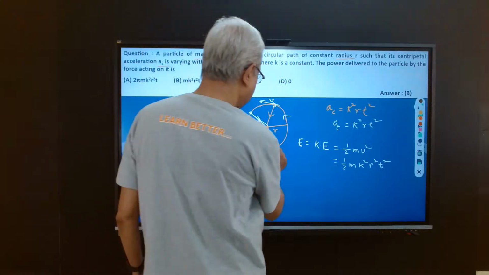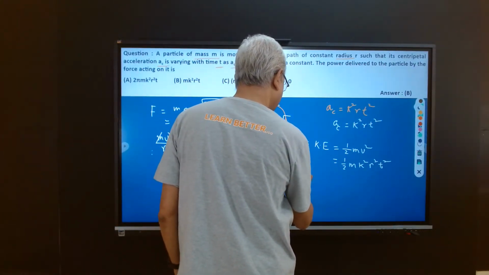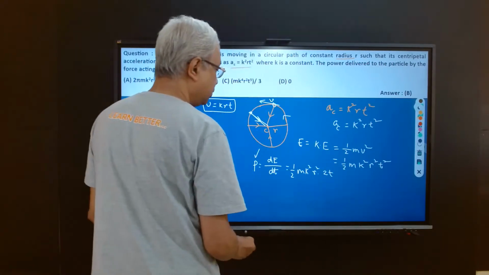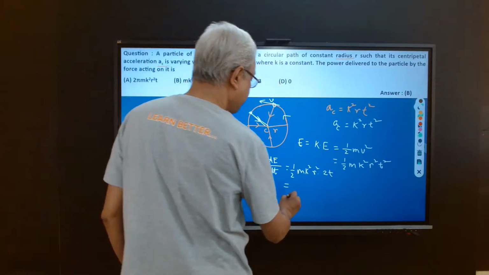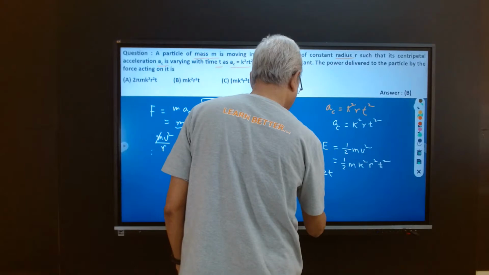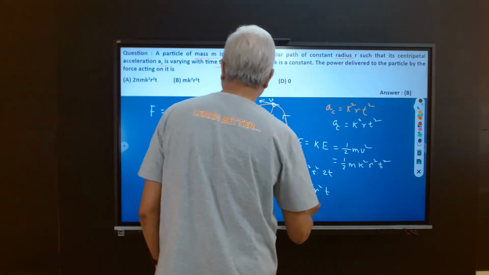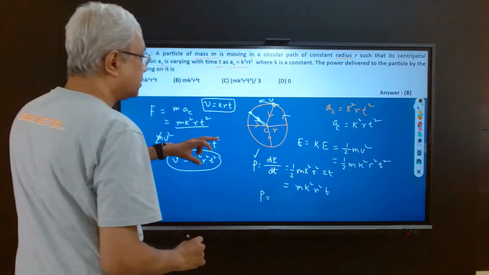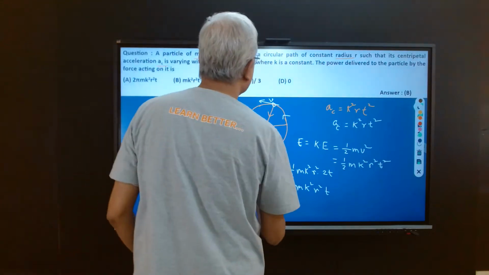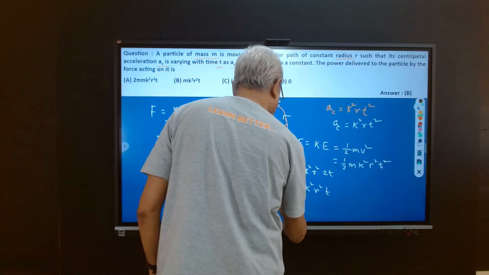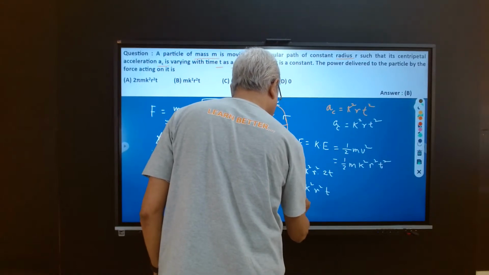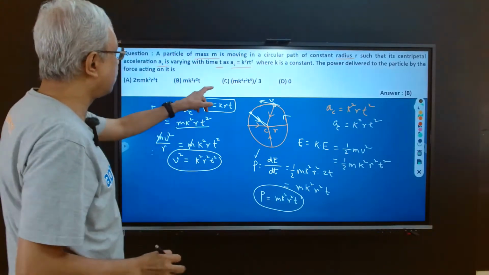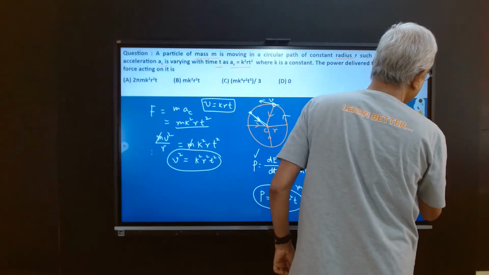So it is how much? dE/dt is half m k square r square into 2t, so it is m k square r square t. So the power delivered to the particle by this force is m k square r square t. So the right answer is this one. C, it's not C, it is B.